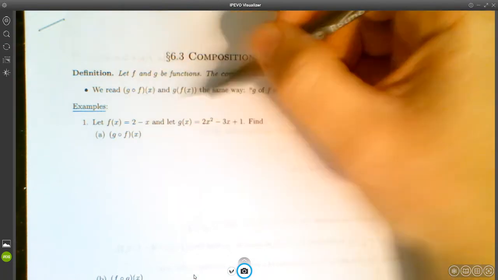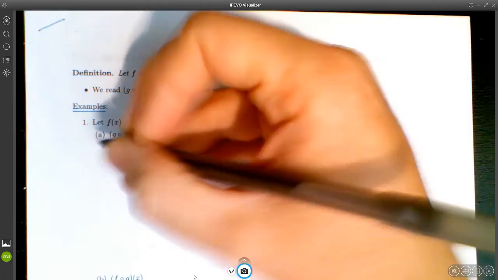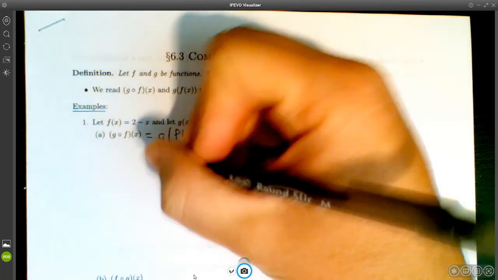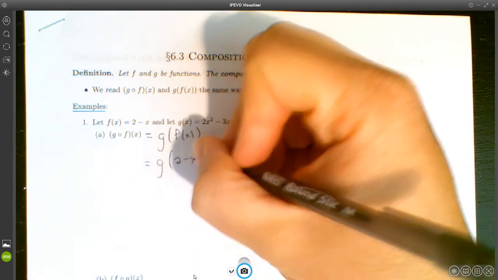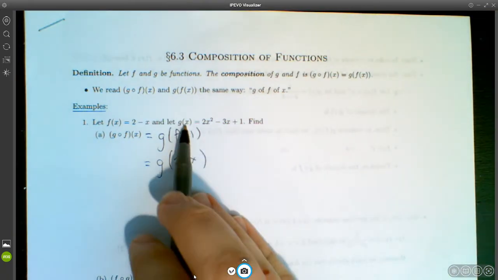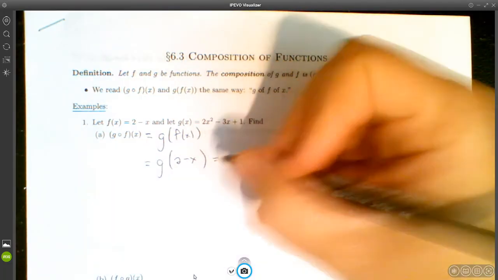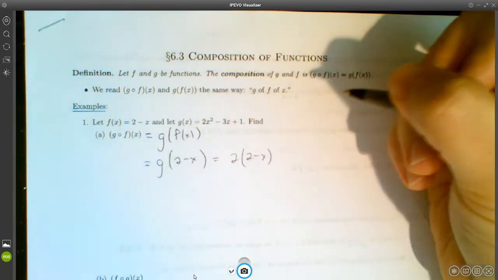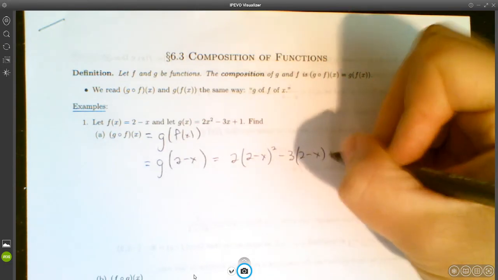So let's say that f is 2 minus x and that g is 2x squared minus 3x plus 1. Let's find g of f of x. Since f of x is 2 minus x, this is g of 2 minus x. So I'm going to look at the function g, and everywhere I see an x, I'm going to replace it with 2 minus x. So this is 2 times (2 minus x) squared, minus 3 times (2 minus x), plus 1.